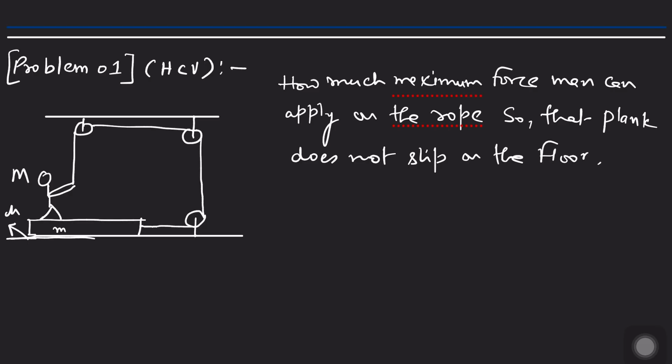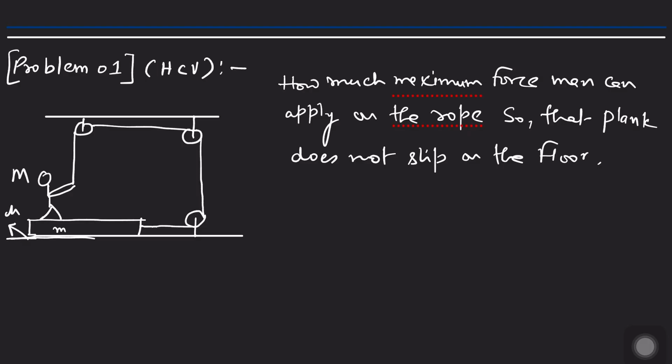okay? Assuming that sufficient friction is available between the man and the plank, means there is no slipping happening between the man and the plank, that we have to assume. So you can pause the video and try this problem. I will start solving this, okay?